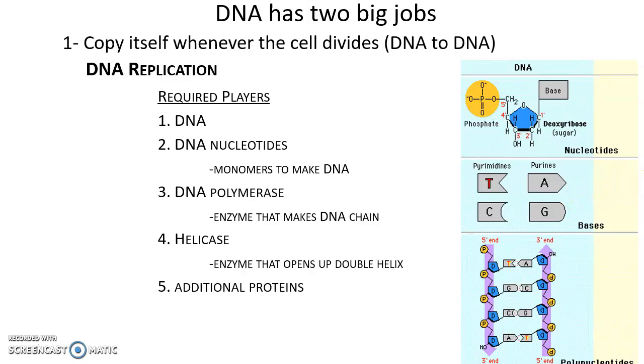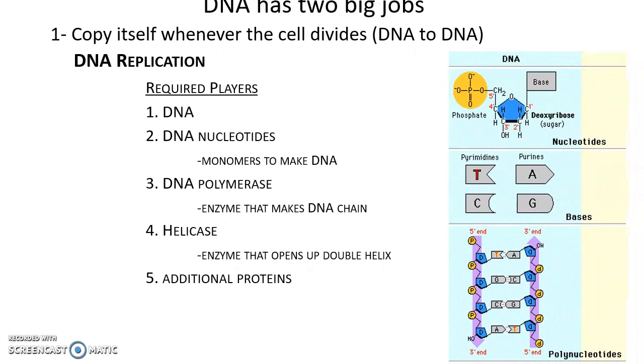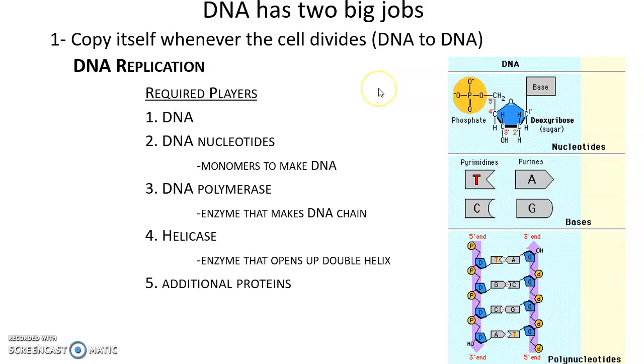All right, DNA has two big jobs. First is to be able to make a copy of itself, because we need a brand new copy of DNA for cell division in order to have a complete set of DNA in each of the new cells. And this is called DNA replication. DNA replication, sometimes known as DNA synthesis, is producing a new copy of DNA.